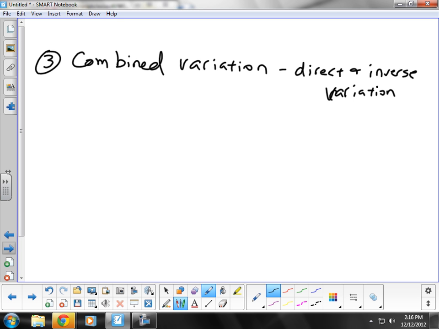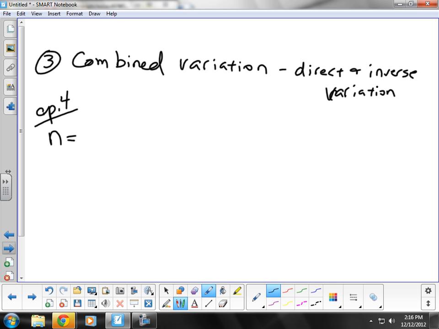Look at checkpoint 4. It says the number of minutes needed to solve an exercise set of variation problems varies directly as the number of problems and inversely as the number of people working to solve the problem. So I've got how many variables? 3, right?